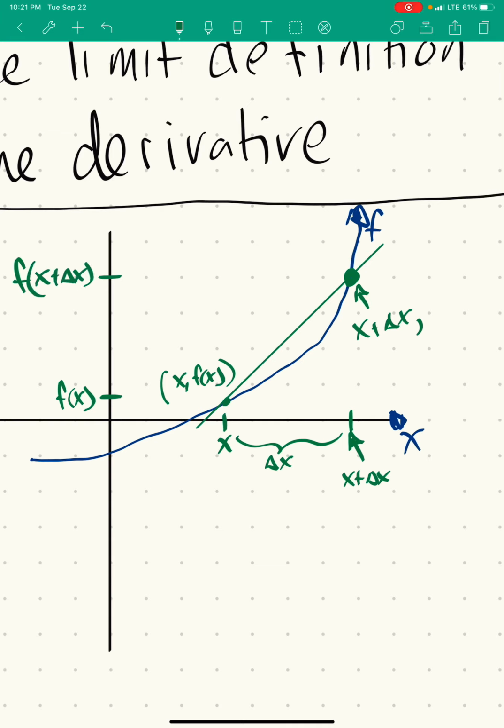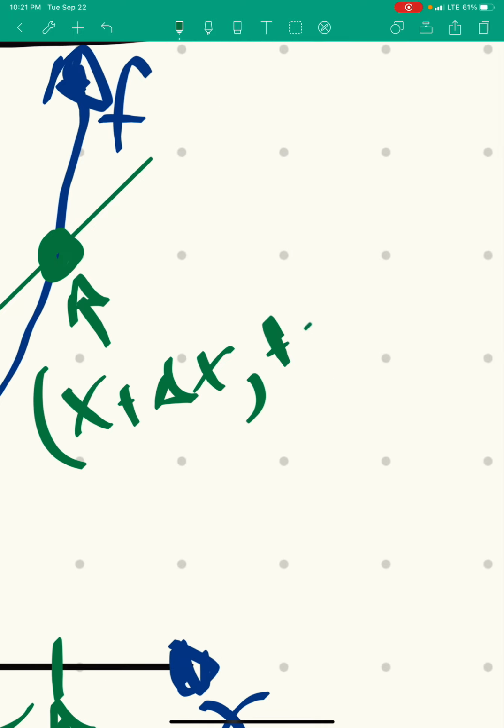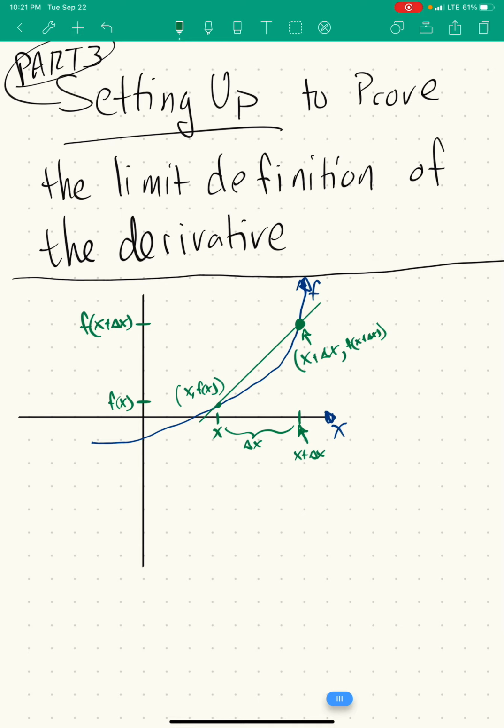All right, so this is just the setup. These are normal points, but instead of calling these points anything that we normally would do, we're changing them up a little bit using this notation. So we've got the notation, and we're ready to talk about what's next.